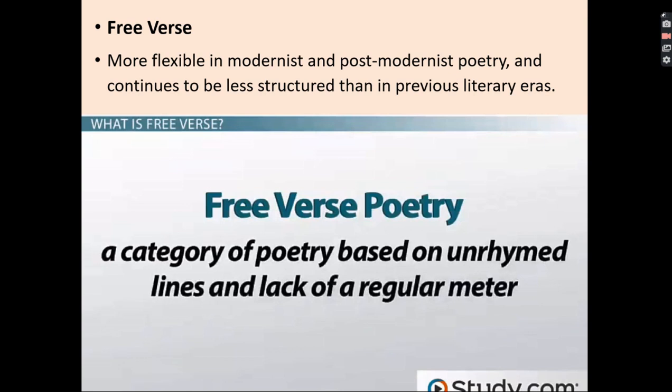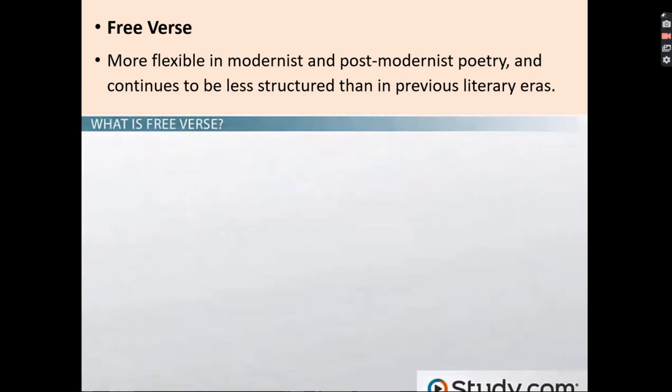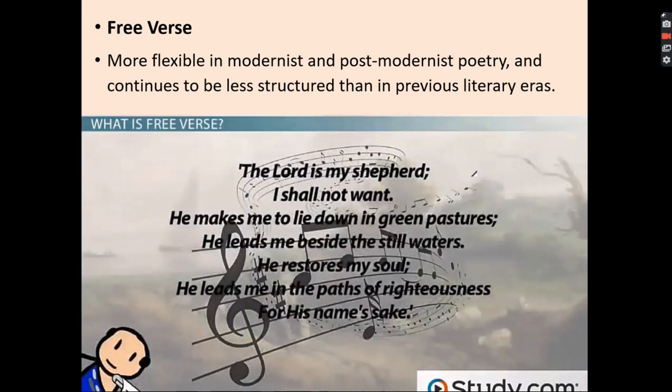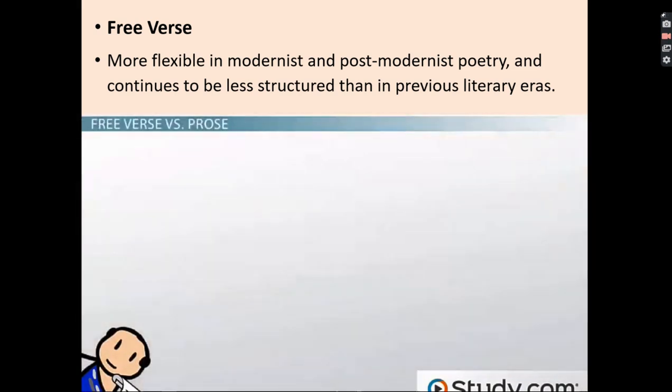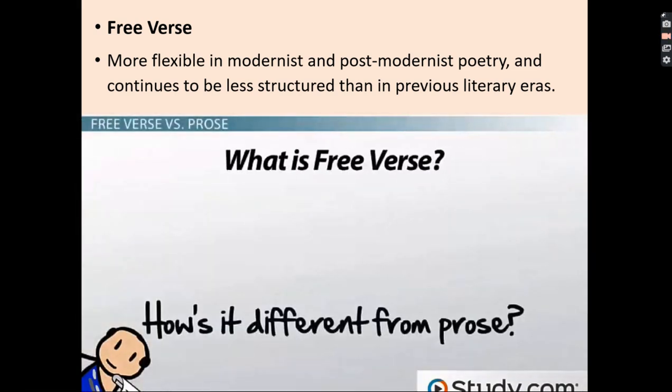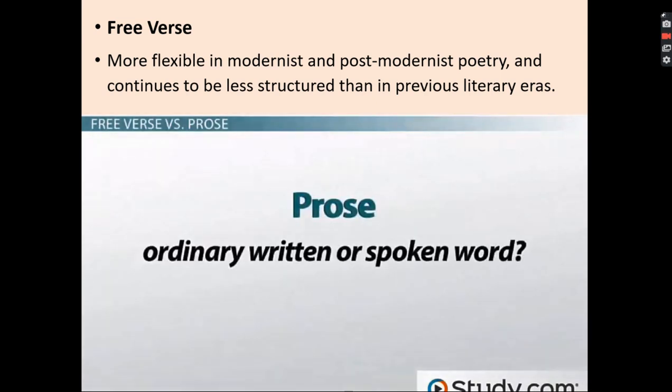Free verse is a category of poetry based on unrhymed lines and a lack of regular meter. So while Psalm 23 might not have the sing-song rhyme and rhythm of other poems you've read, it's still poetry. You might be wondering, if free verse doesn't have a rhyme or a meter, how is it different from prose or ordinary written or spoken word?